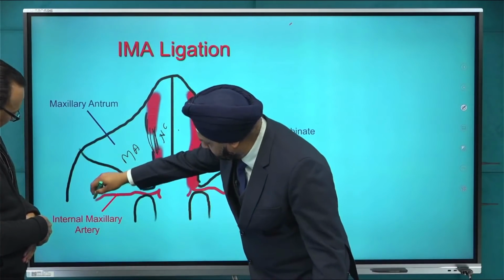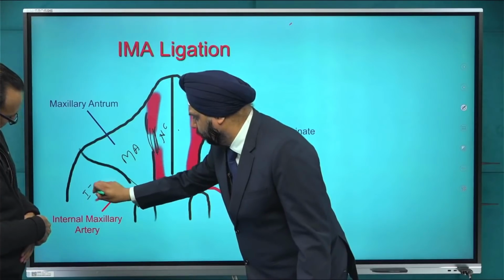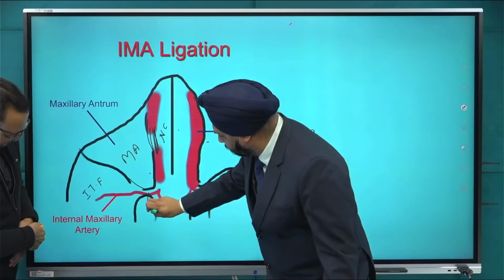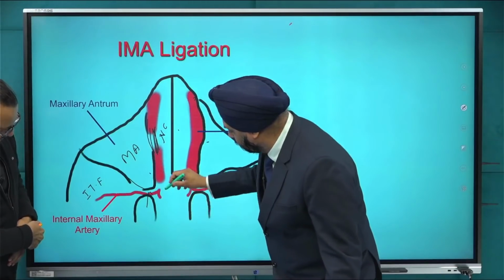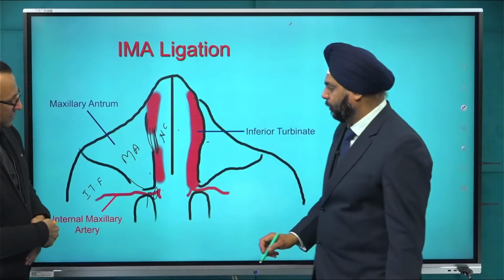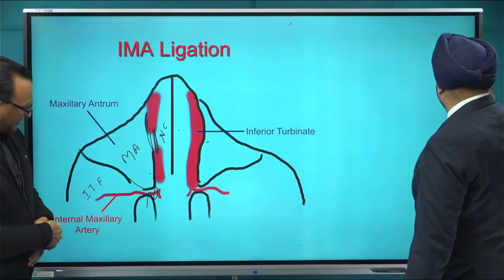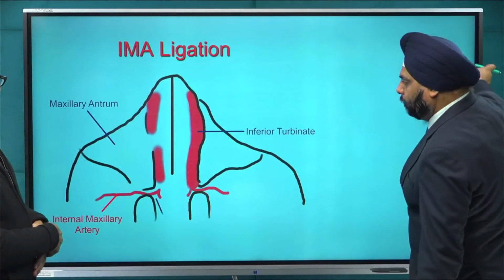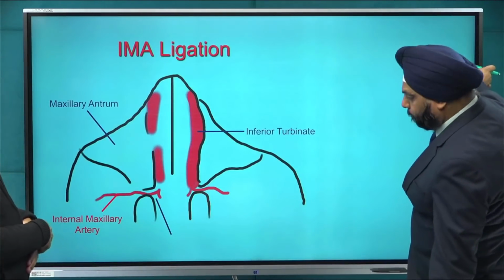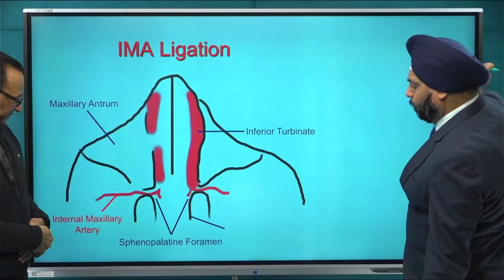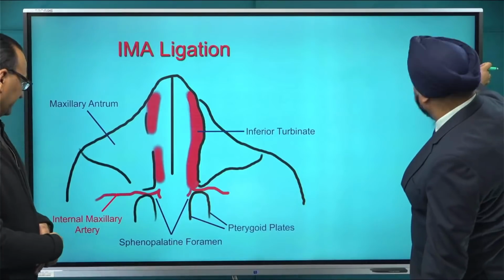And this is the internal maxillary artery coming from the infratemporal fossa to the pterygopalatine fossa over here. That's the pterygopalatine fossa, and this is the sphenopalatine foramen, and from there it is coming to the nasal cavity. I'll just clear all the ink over here, and we can see I have marked all these structures. That's the sphenopalatine foramen, and those are the pterygoid plates.